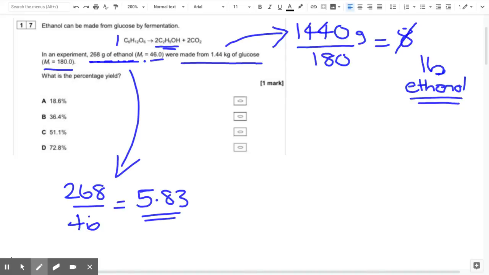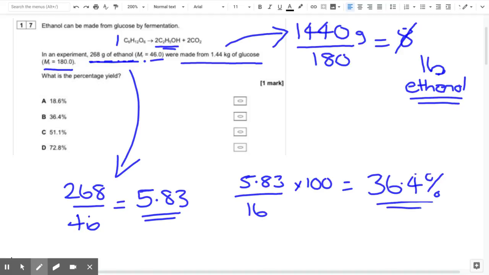produced 16 moles of ethanol. Then the number of moles that we did produce divided by the moles that we should have produced, multiplied by 100 to get into a percentage, is going to give you the percentage yield of that reaction, and it comes out as 36.4%, which is the answer B as given in the list.